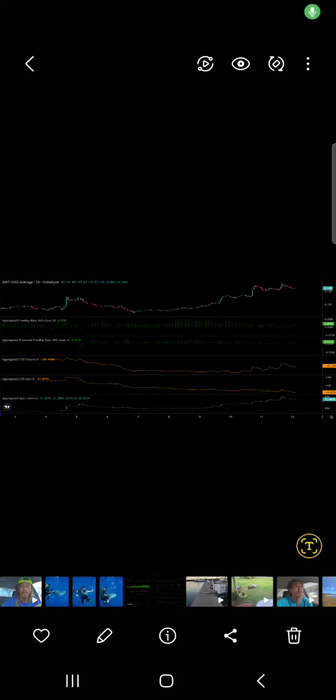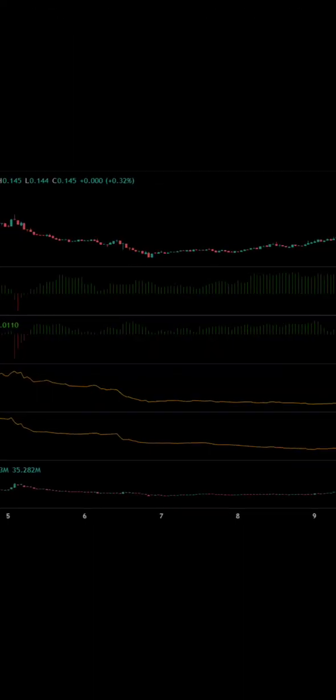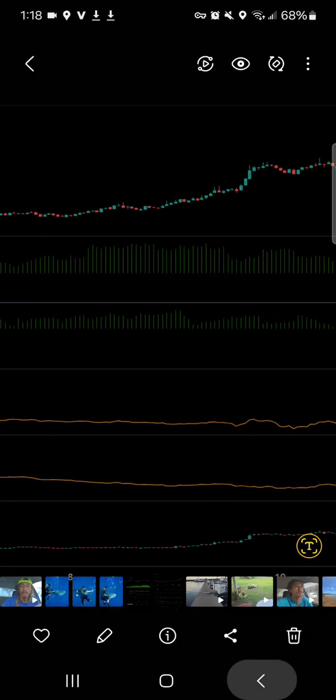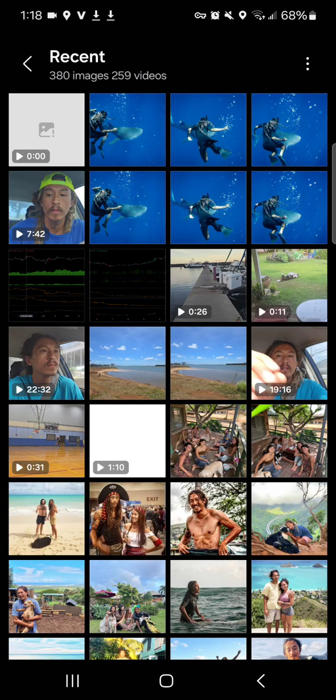Traders, I'm going to show you what an A plus setup looks like in terms of order flow with two different examples, GMT and ETH.